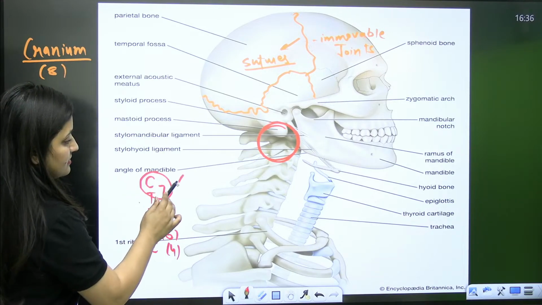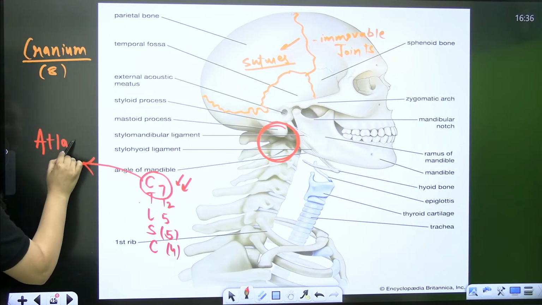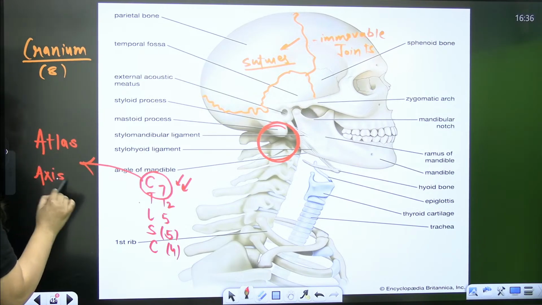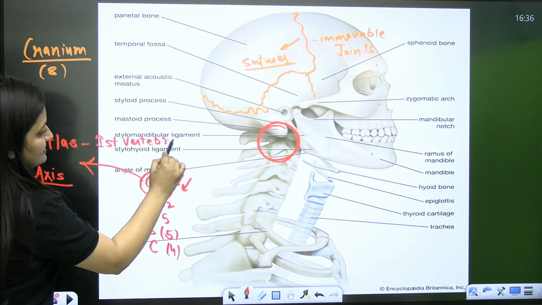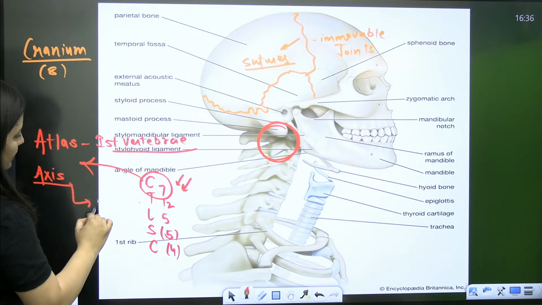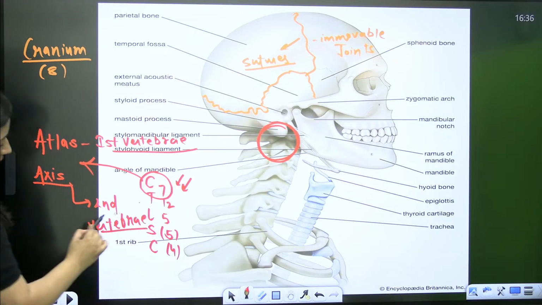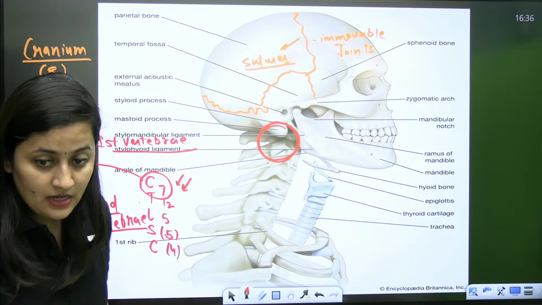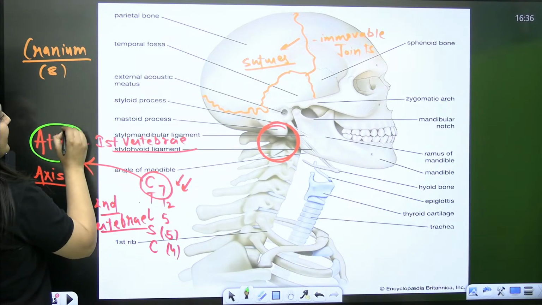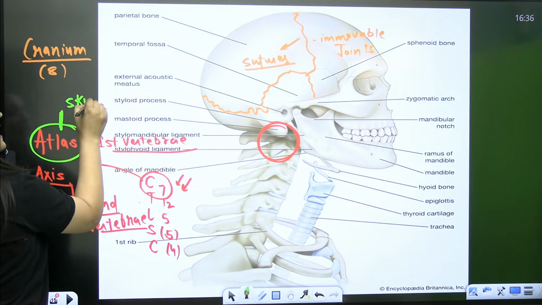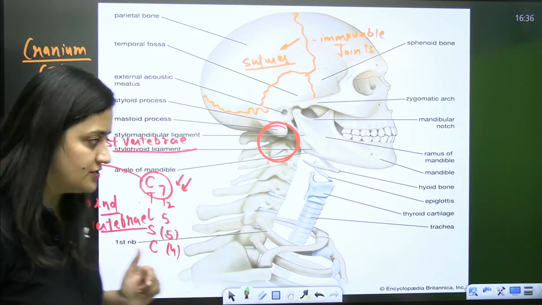So cervical vertebrae are total 7 in number. Here the first vertebra is atlas, and the second vertebra is axis. Remember this. The name of the first vertebra is atlas, and the name of the second vertebra is axis. Another favorite question of your examiner. Now, this atlas articulates with the skull, means it attaches to the skull.